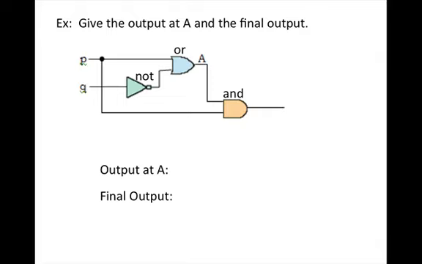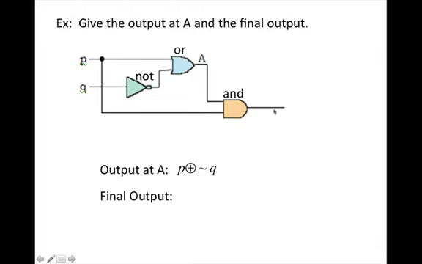If I give the output for A and the final output, to find the output for A, trace back. Behind it is an OR connector. The top branch is a P. The bottom branch again is the not Q. So I begin with the P, connect it to the not Q with my symbol for OR, which is the plus with the circle around it. This is my output for A.